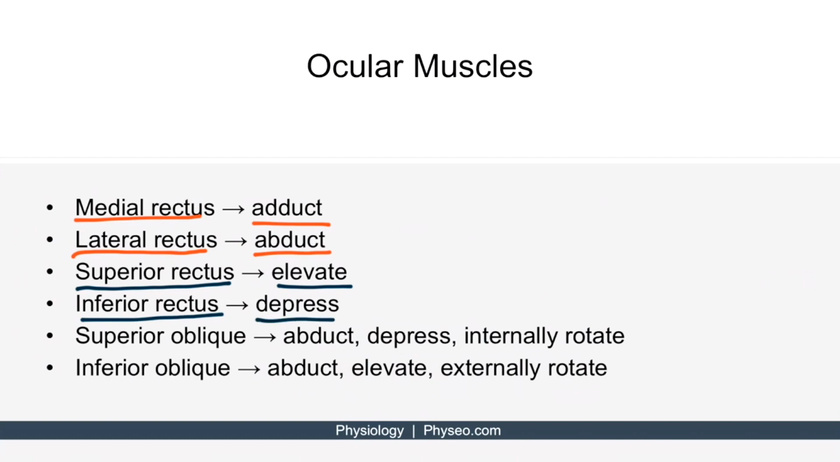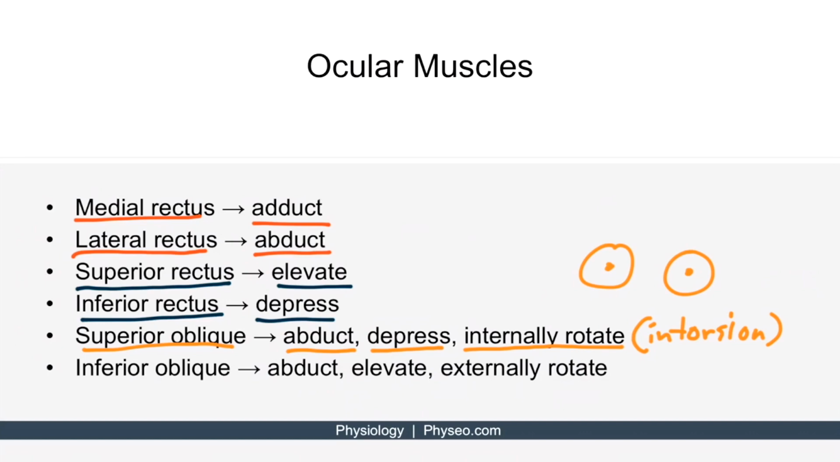Now when we start talking about the oblique muscles, starting with the superior oblique muscle, this will actually abduct the eye, and then it will depress the eye, bring it lower, and it will internally rotate the eye, which is also called intorsion. So if we have both eyes right here, the superior oblique, when it's stimulated, will cause the eye to move in, intorsion.